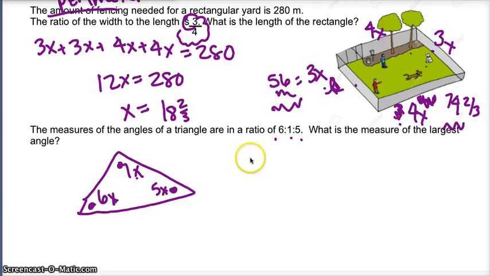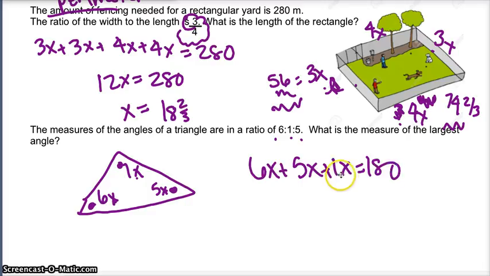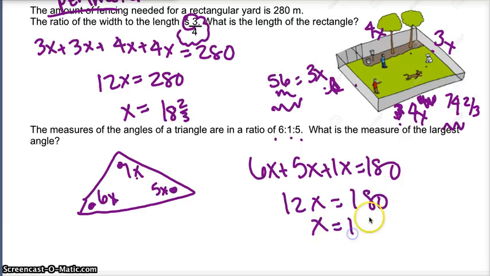When you look at this triangle, the only thing we know are these 3 angles, but we know that triangles add up to 180 degrees. So I'm going to take the 6x, add it to the 5x, and add it to the 1x. So that's going to give me 12x equals 180. X ends up equaling 15. So when I plug this in, 6 times 15, and then 1 times 15, and 5 times 15, we have that this angle is 90 degrees, that this angle is 75 degrees, and this angle is 15 degrees. So the largest angle would be 90 degrees.